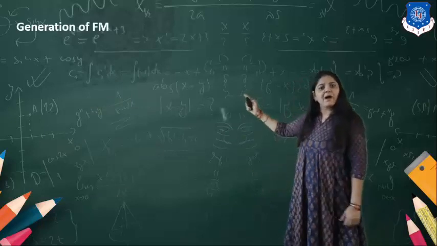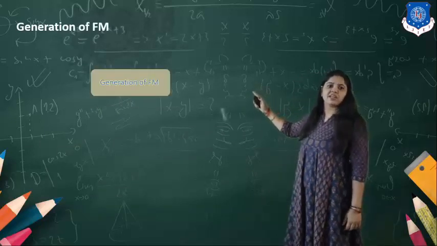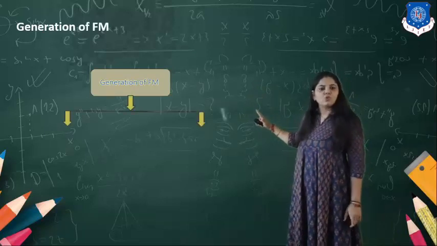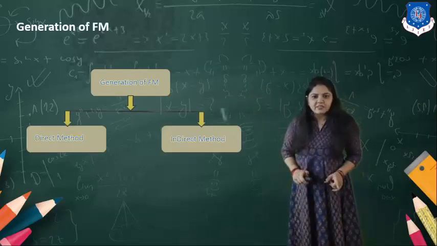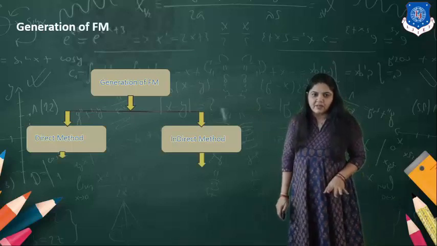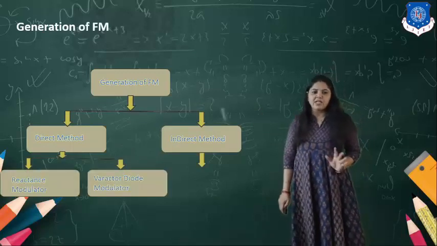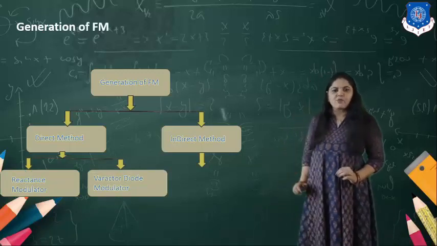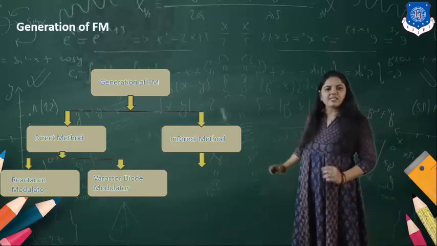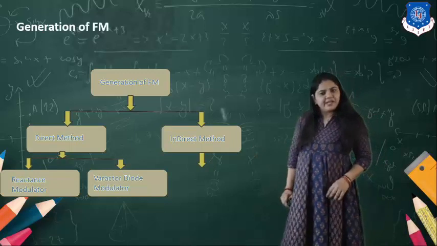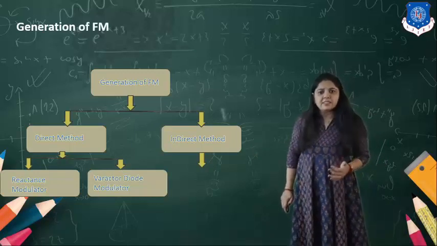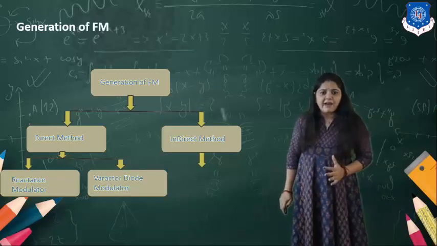So we learned about the direct generation of the FM in the last video. It was of two types, direct method and indirect method. In the direct method, we learned two methods, the reactance modulator and the varactor diode modulator. Now in this video, we will learn about the other method of generating the FM.